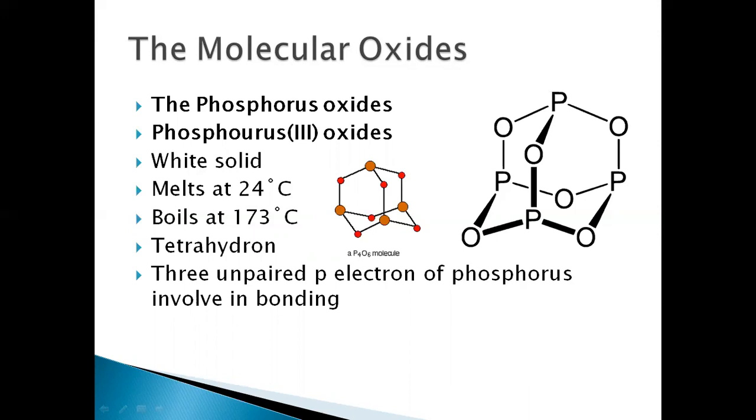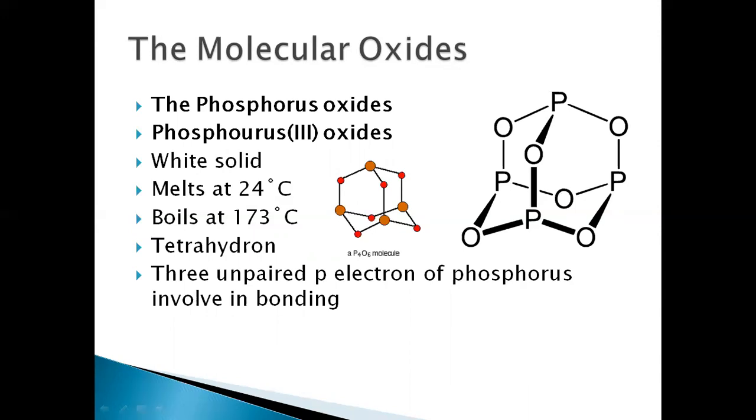First I'm going to explain the phosphorus oxides, or phosphorus 3 oxide. What are its physical properties? It is a white solid, it melts at 24 degrees C, it boils at 173 degrees C, and its shape is tetrahedral.